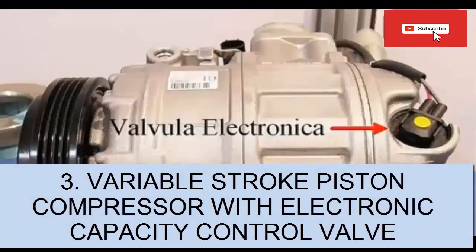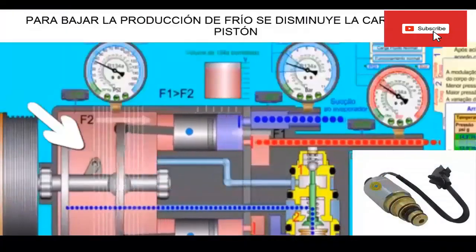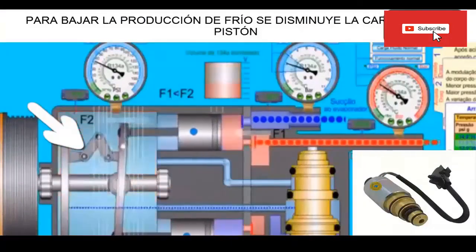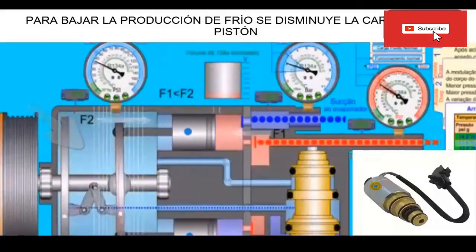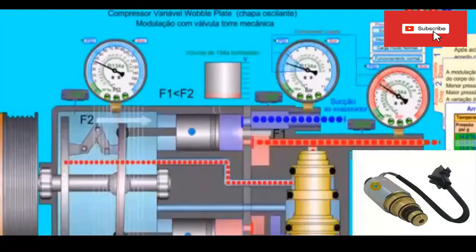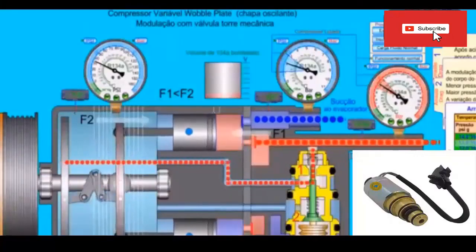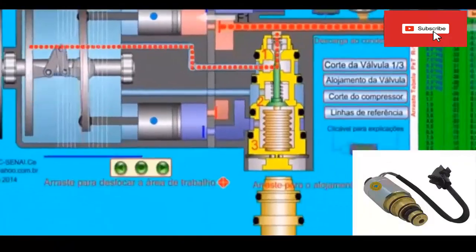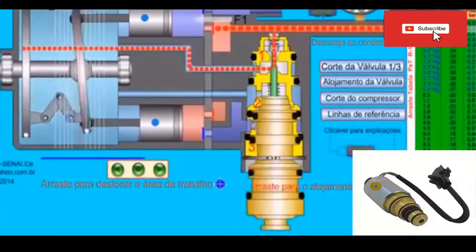3. Automotive variable stroke piston compressor coupled to the vehicle engine without clutch with electronic capacity control valve. A. This type of piston compressor has an electronic or solenoid valve whose function is to allow or not the passage of refrigerant to the compressor. B. The management of the control valve is carried out by the electronic control of the air conditioning, taking into account the reading of pressure and temperature sensors.